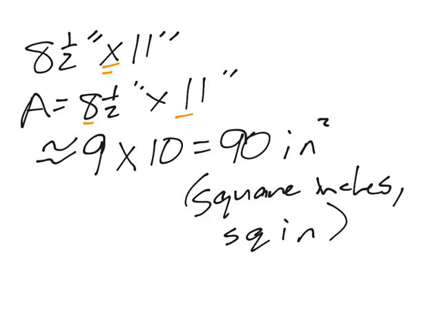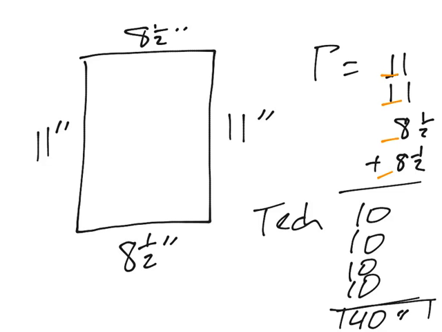So once again, the area is 90 square inches in the estimate, and the perimeter, that looks like 140, but that's just the box of the answer, is 40 inches.